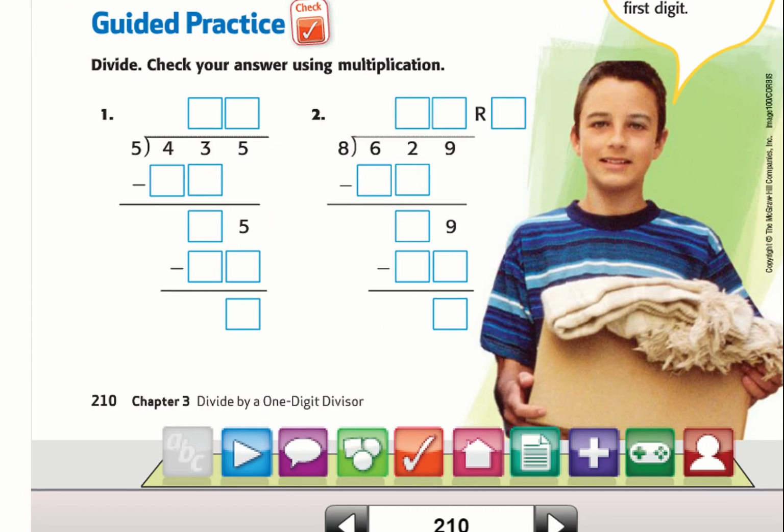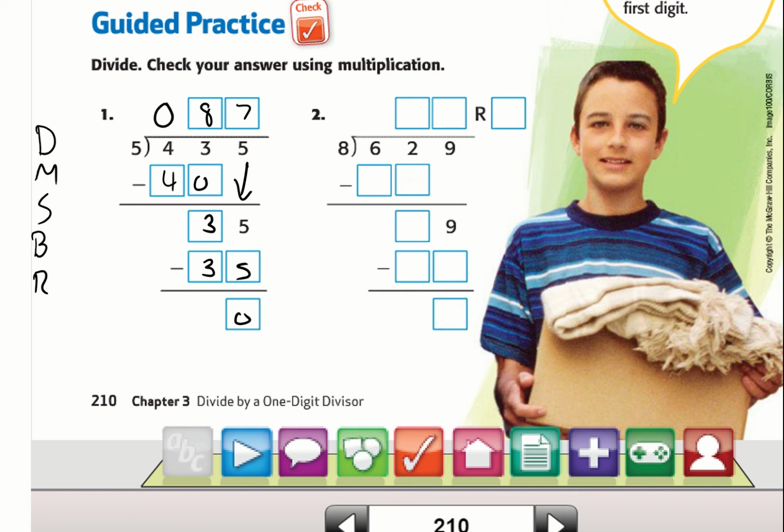So go ahead and try number 1 and number 2. So I did number 1 for us. 5 goes into 4 0 times. So I'm going to check how many times 5 goes into 43. 5 goes into 43 8 times. 8 times 5 equals 40. So we divided. Now we're multiplying. Subtract, bring down, and repeat.